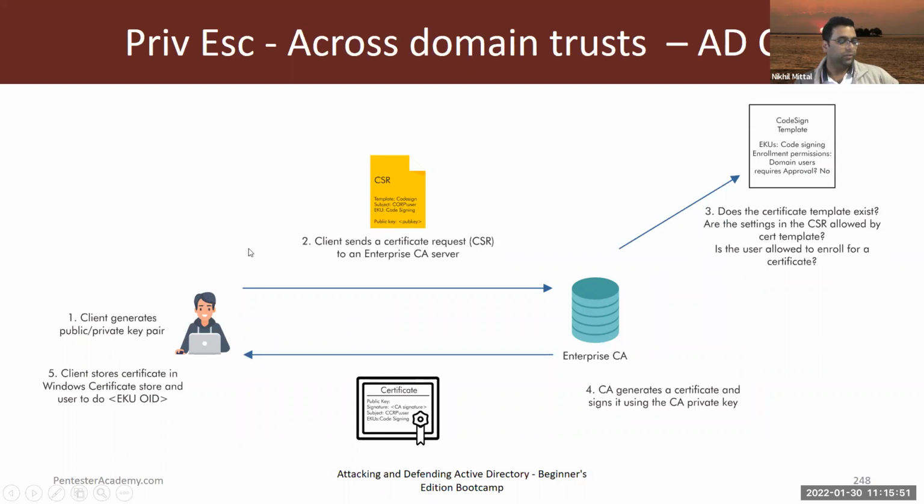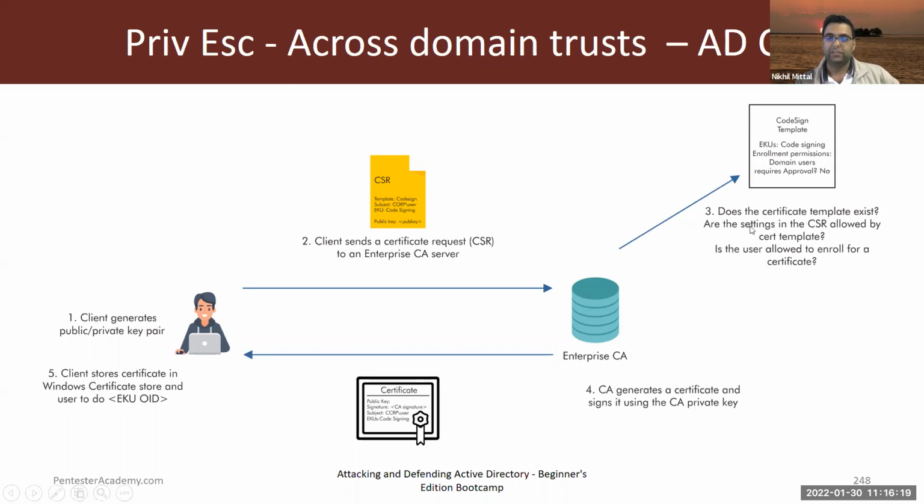Now, how does a simple CSR or certificate request look like? Let's say there is a user who wants to request a certificate. They would generate a public-private key pair and then send a certificate request, a CSR, to the enterprise CA. As I said, hey CA, please give me a certificate for this template.